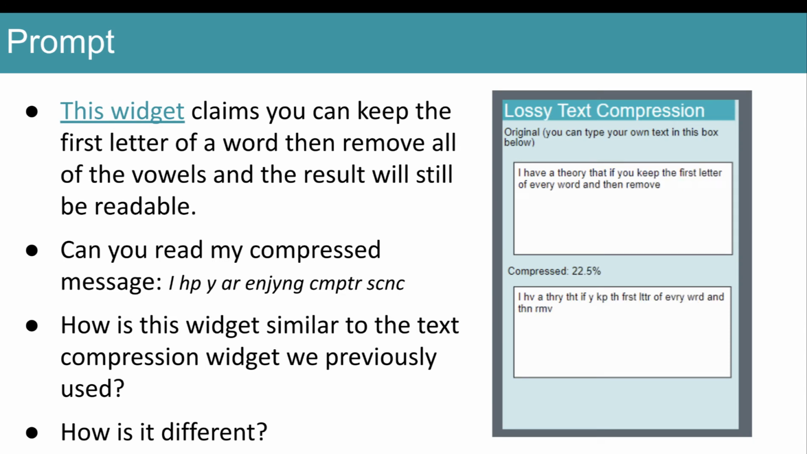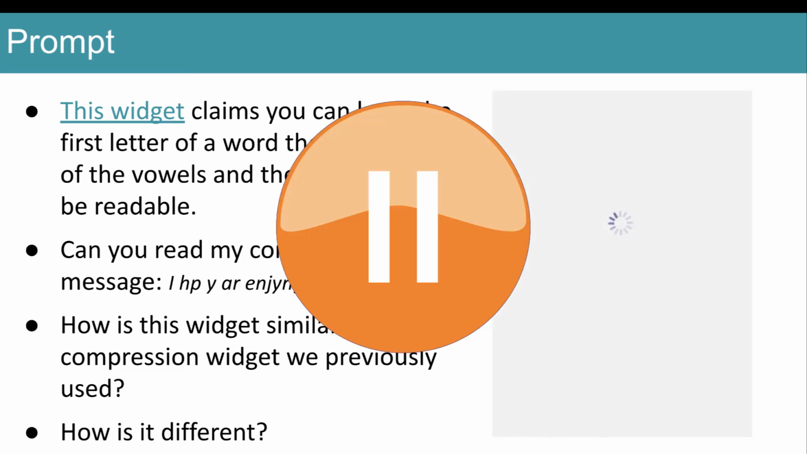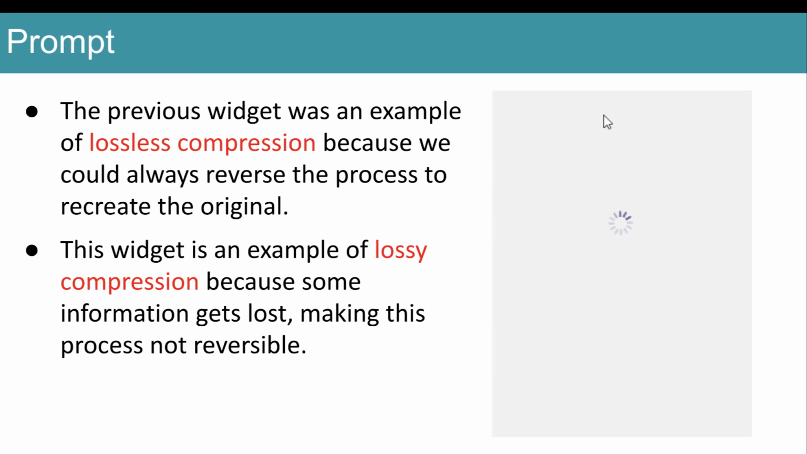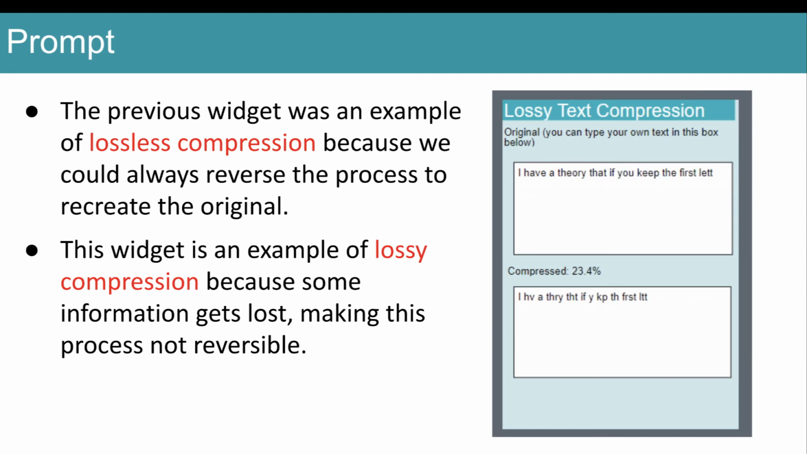And then talk about in your comment, how is this widget similar to the text compression widget we previously used, and then how is it different? So in the previous lesson, that widget was an example of lossless compression because we could always reverse the process to recreate the original. We could send a compressed message and a key, and it could be reconstructed. This widget is an example of lossy compression because some information gets lost, making this process not reversible.